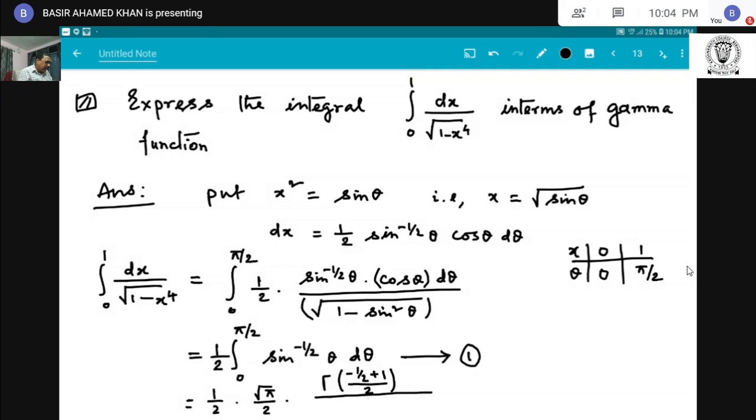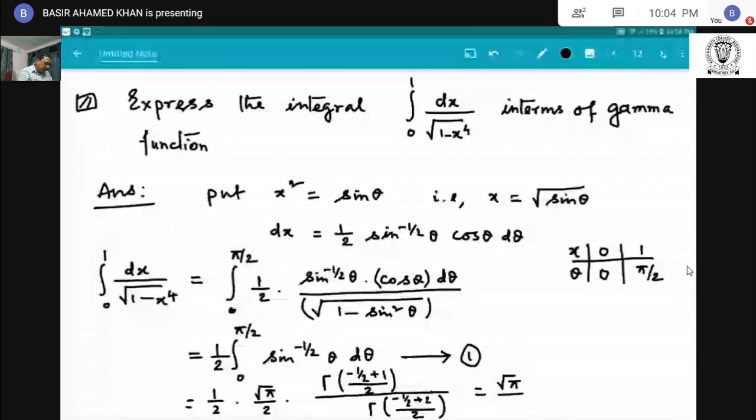2 into gamma of (minus half plus 2) by 2, equal to root pi by 4 into gamma 1/4 divided by gamma 3/4.